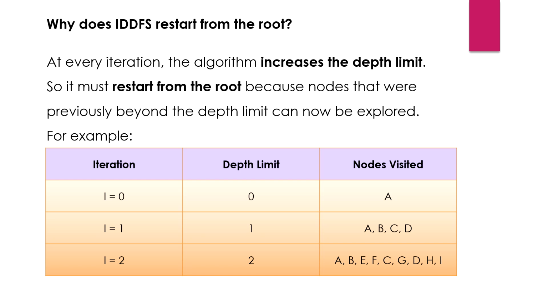For example, iteration 0, depth limit is 0. Now the visited node is only A. Next, iteration 1, depth limit is 1. Now visited nodes are A, B, C, D. Finally, iteration 2, depth limit is 2. Now visited A, B, E, F, C, G, D, H, I.